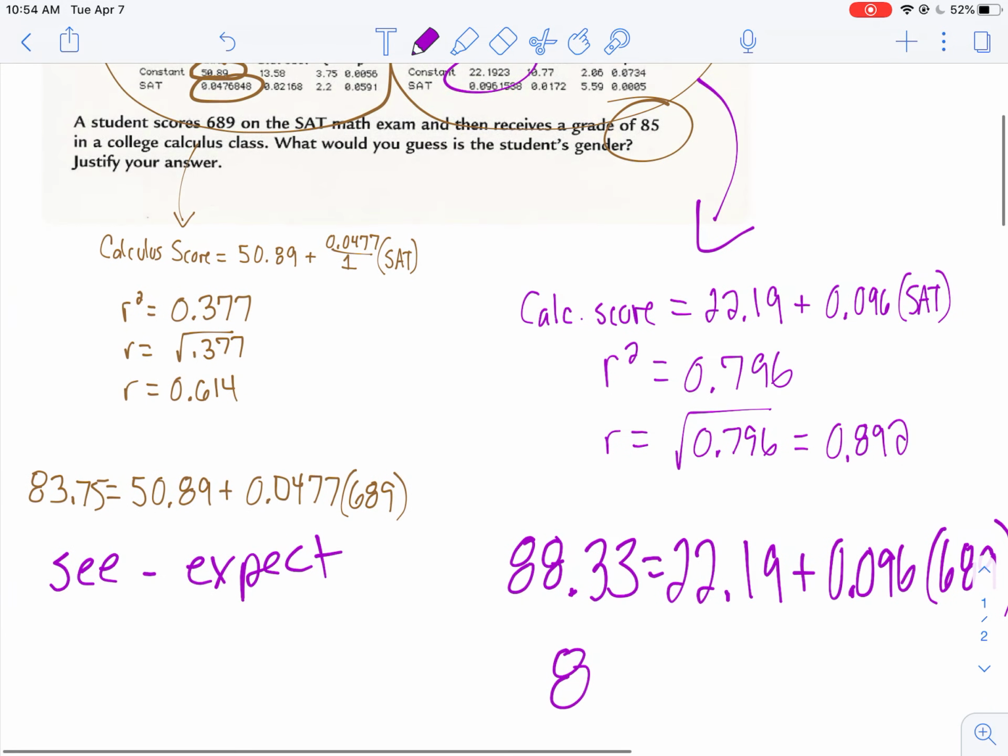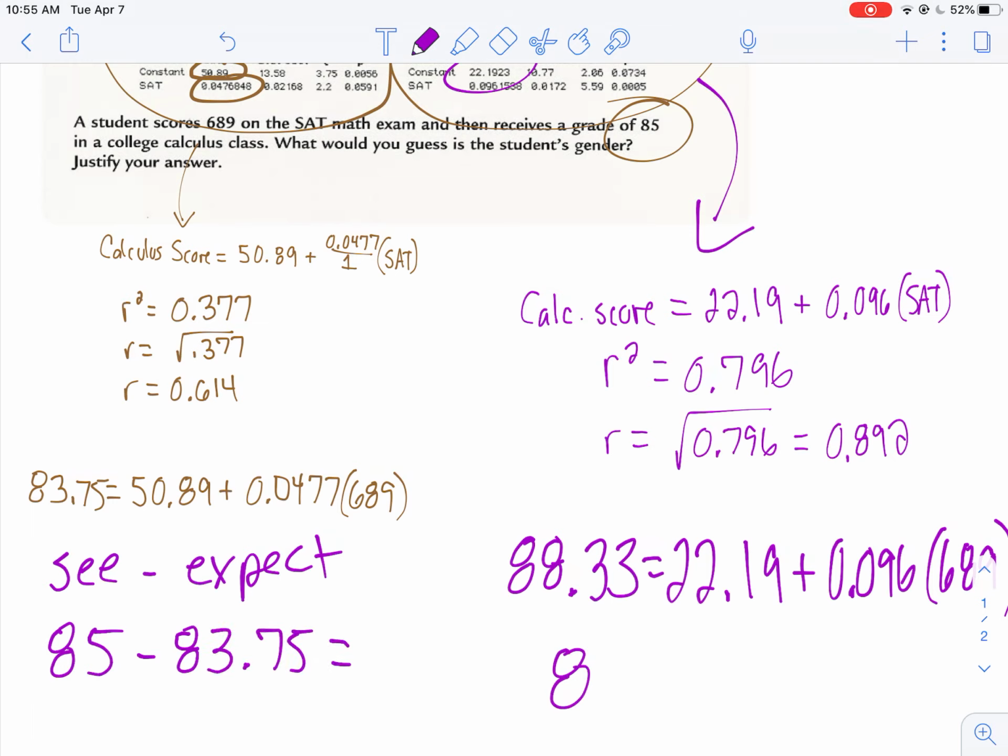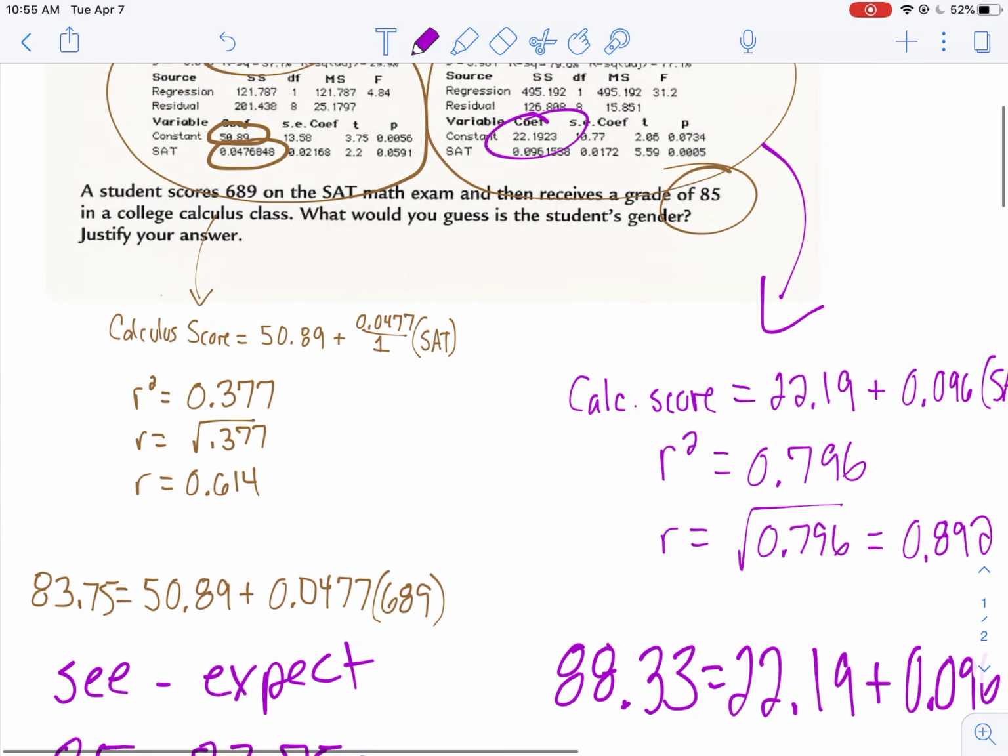What I saw here was it says the student scored, it tells us what they scored, 85. We expect them to score 83.75. So I'm just going to get a residual of positive 0.125 in this case. That's all. But that's good. I'm glad we went back and reviewed that, because sometimes that can be tricky. Remember, residual is what you see minus what you expect.